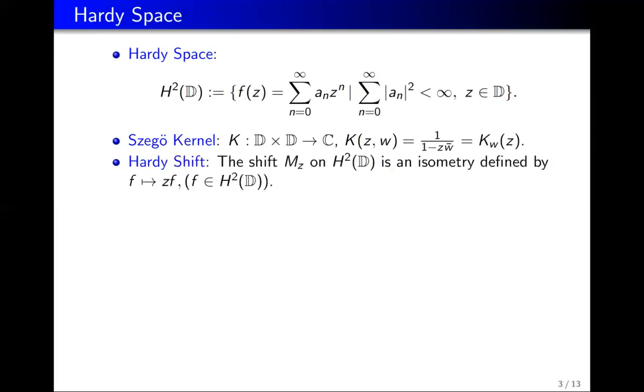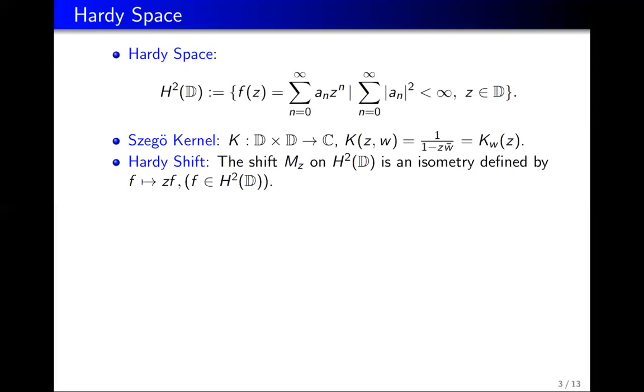And on this Hardy space, there is a kind of distinguished isometry, which is called the Hardy shift. It's essentially the multiplication by this coordinate function z. It maps f to z times f, you just multiply by this coordinate function z, and that can be shown to be an isometry.